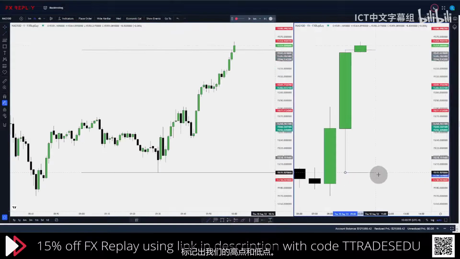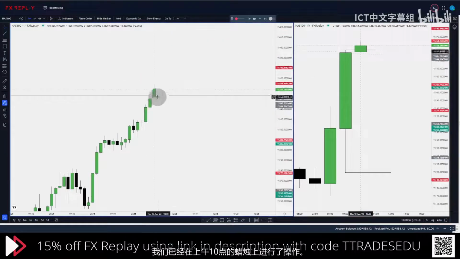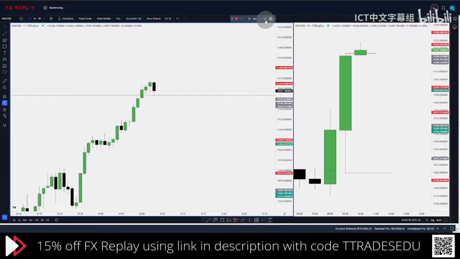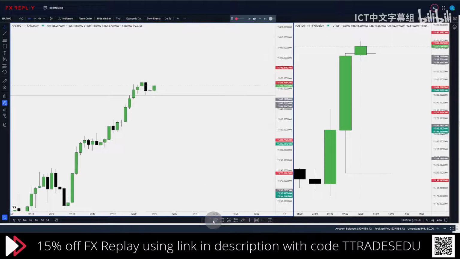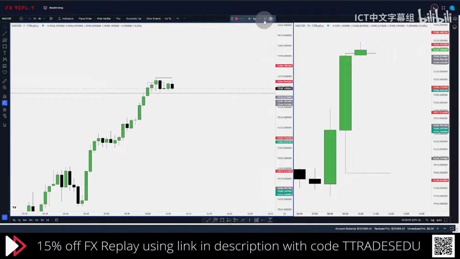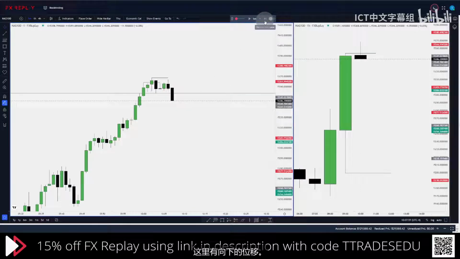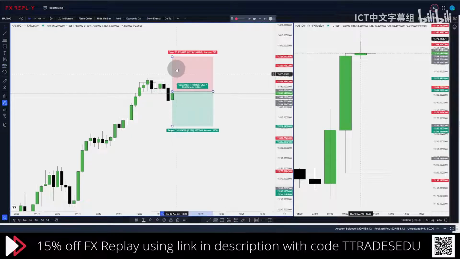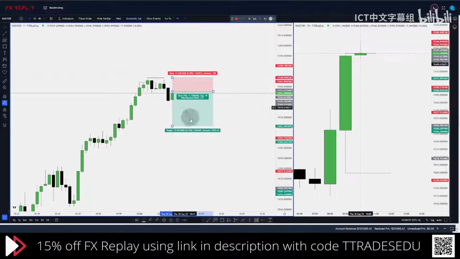Mark out our high and our low. And let's see what happens. We already took it on the 10 a.m. candle. See if we get any displacement down. So, lower time frame sweep, or we're going to get another one. We'll see. So I want to see displacement down. There's displacement down. Fair value gap. See what happens.